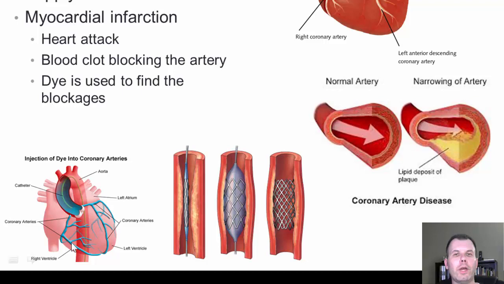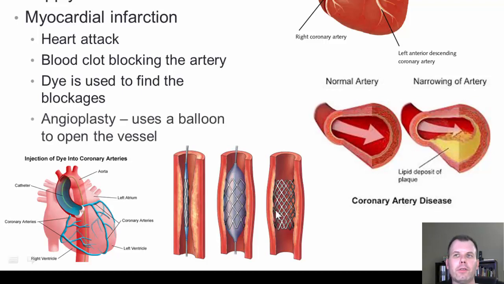And so they can say, okay, we can pinpoint where the heart attack is based on where the dye is not making it. What they can do then is replace the catheter with another catheter that has a balloon on it, and this is called angioplasty, where they actually inflate a balloon and spread open the artery, and they leave a metal sheath that keeps the artery open. So this is basically using balloons to open the vessel, and it is a common practice.